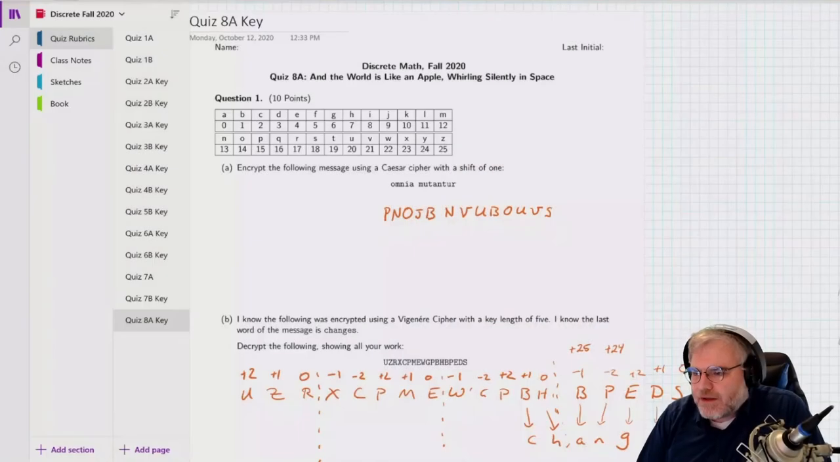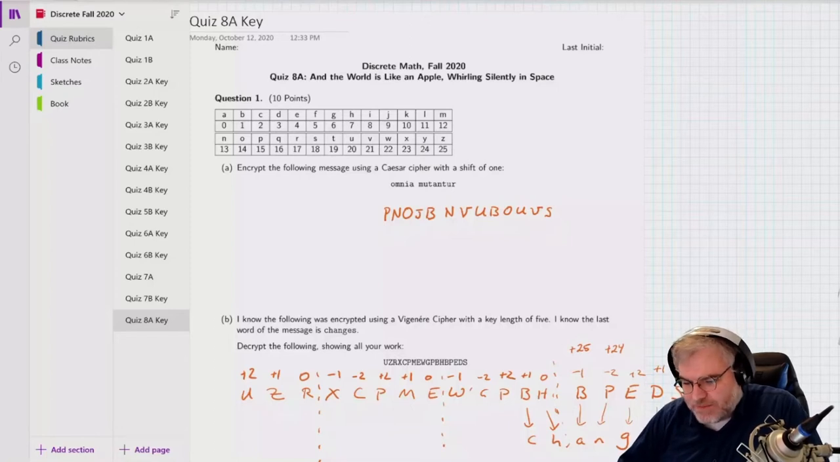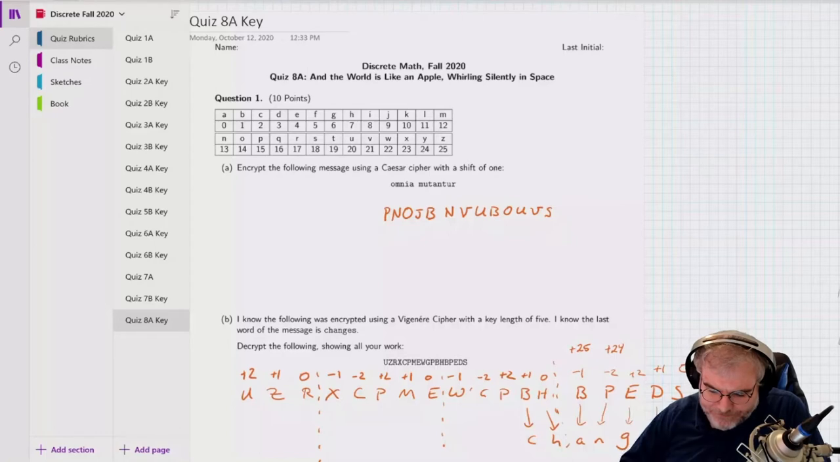Let's just look at it here. So for partial credit, there will be partial credit. The person's going to have to do it by hand. It's going to be not fun for my grader, but it will be done.